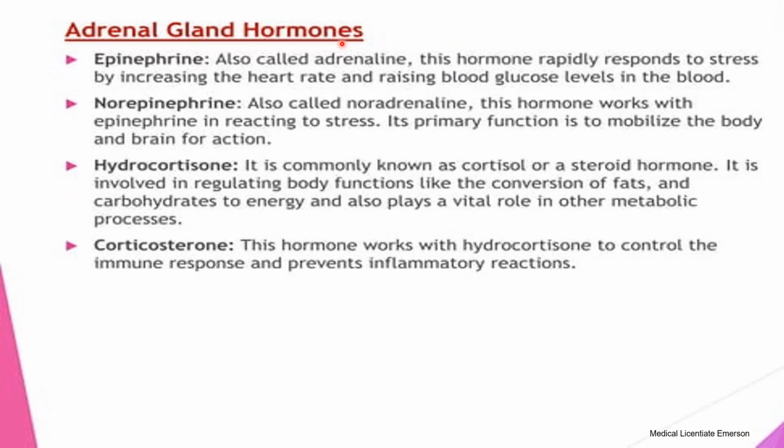Then among adrenal gland hormones, we have epinephrine, which is also known as adrenaline. This hormone rapidly responds to stress by increasing the heart rate and raising blood sugar levels in the blood. Then the other function is in relation to norepinephrine, which is also known as noradrenaline. This hormone works with epinephrine in reacting to stress. Its primary function is to mobilize the body and brain for action. Then we have now the glucocorticoids.